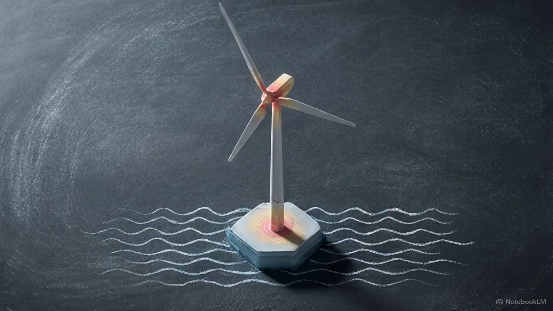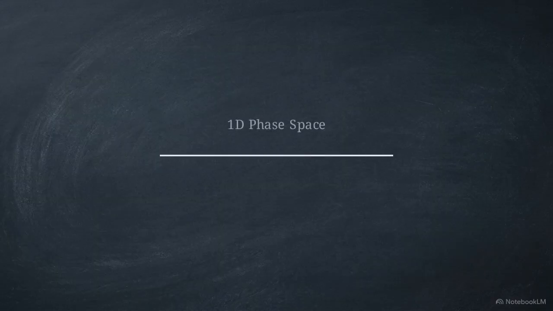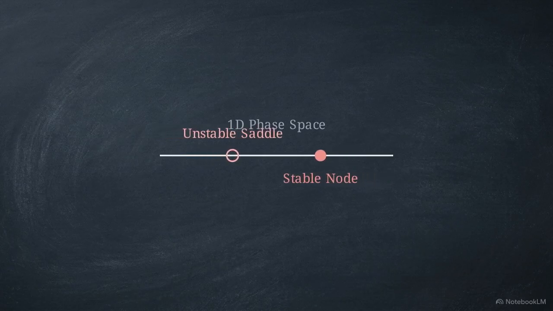The most basic mechanism for the creation and destruction of fixed points is the saddle node bifurcation. As a control parameter shifts, a stable node and an unstable saddle point slide toward each other. When the parameter crosses a critical threshold, let's call it r equals 0, they collide and mutually annihilate. The equilibrium point simply ceases to exist.